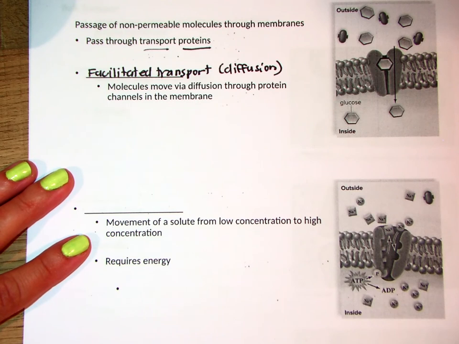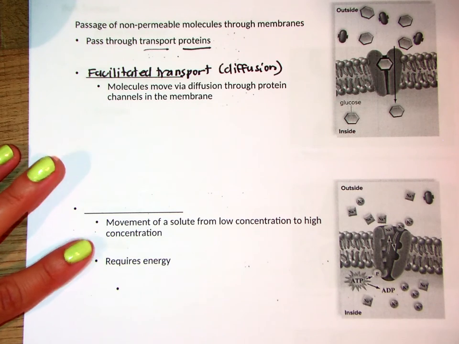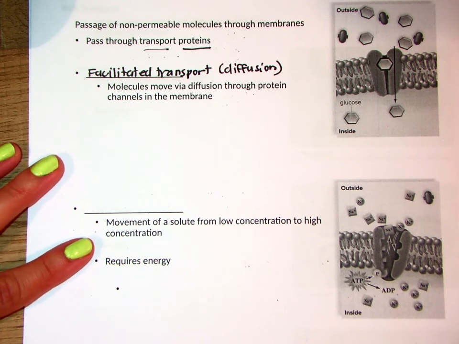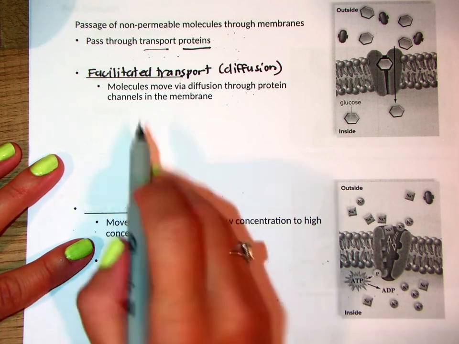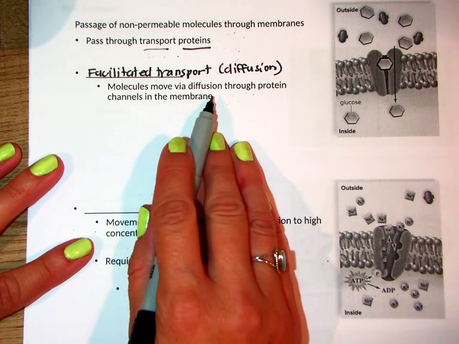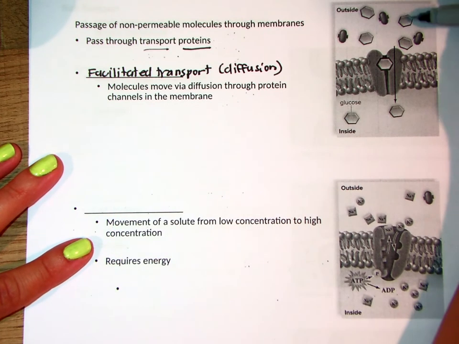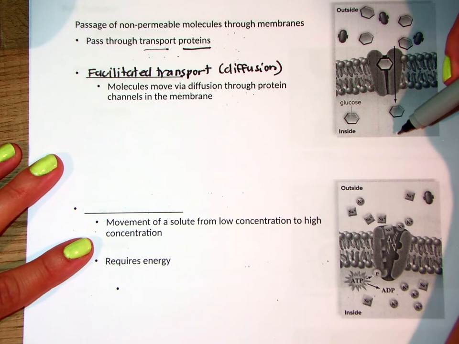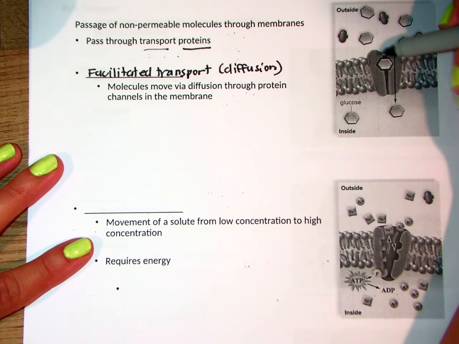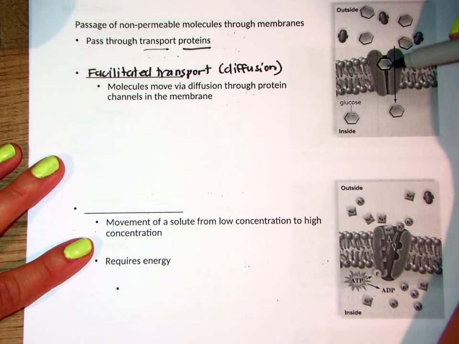And if you think of the word facilitate, if you are facilitating somebody, you are helping them. And so molecules move via diffusion through protein channels in the membrane. So they're still going from higher concentration to lower concentration, but they have to go through these specific proteins to get there. So the proteins are helping them get inside the cell.